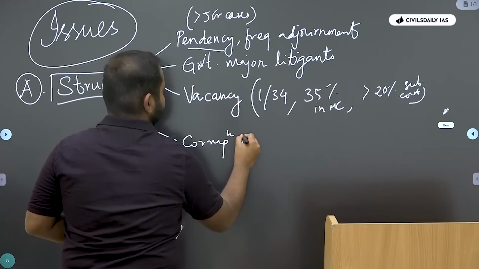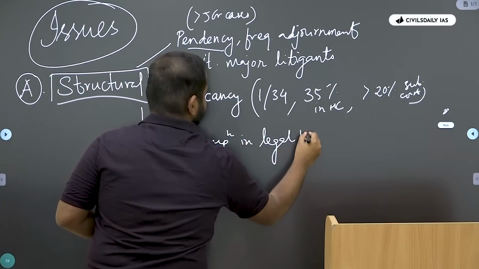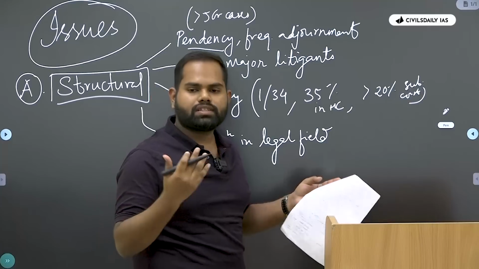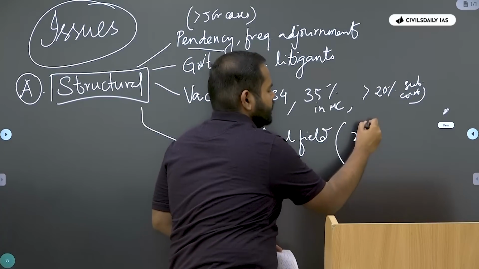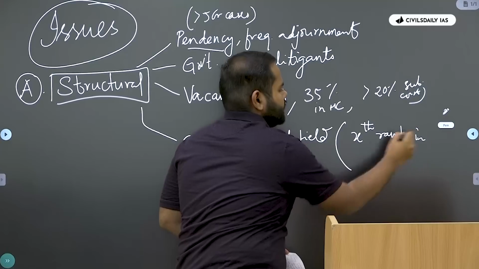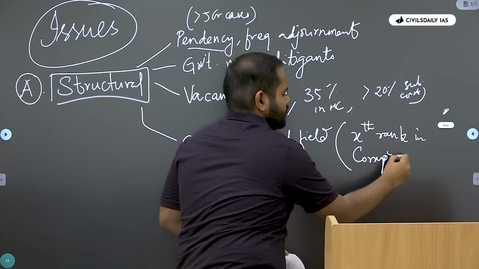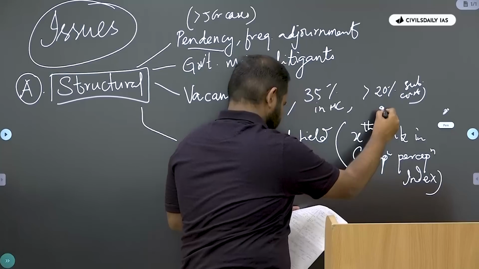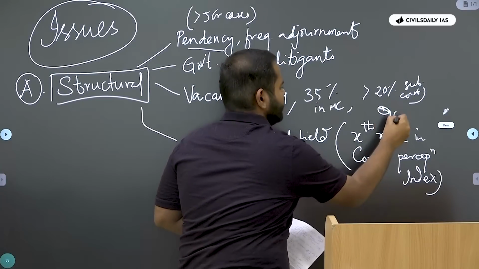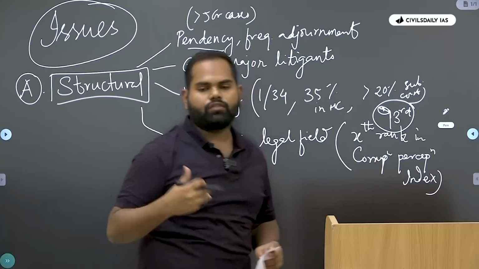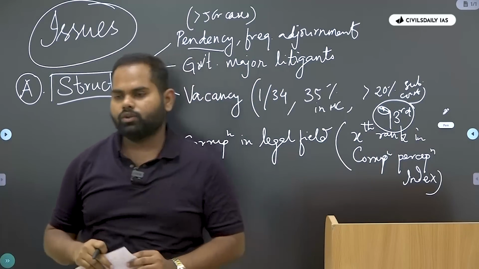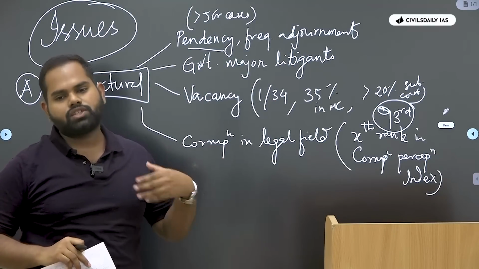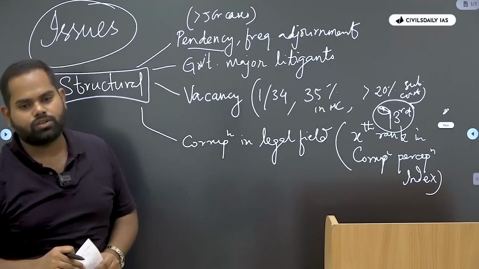We have corruption in the legal field. Whenever writing a point like this, if you do not know any data or any report, you just write what is India's rank in the Corruption Perception Index. I think now we are at 90 something, 93rd, but get it verified. By the time you're writing the actual exam, if you have got a new report, any new rank, use that. So what I'm saying is, if you do not have direct data, it's okay if you write some relevant data around that as well.